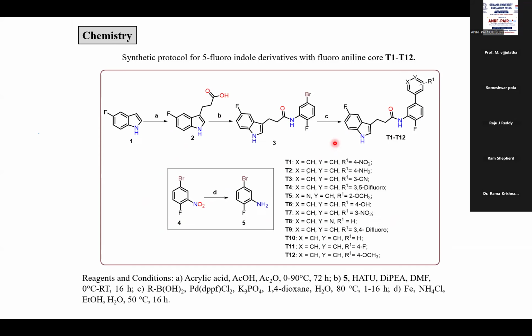We went for synthesizing these molecules, where we synthesized 12 molecules with a simple synthetic strategy, where we took 5-fluoroindole and reacted with acrylic acid in the presence of acetic acid to get the substituted acid group on the third position of the indole, and then tried to couple, condensing the acid and amine so that we get the amide group. And then we went for the Sonogashira coupling, where we got the biphenyl group here. And the amine was synthesized by reducing the nitro group to NH2.